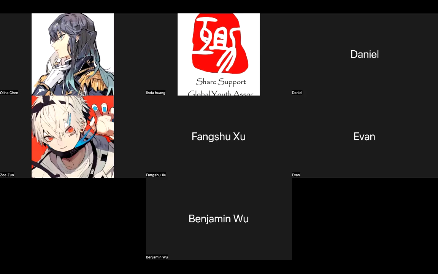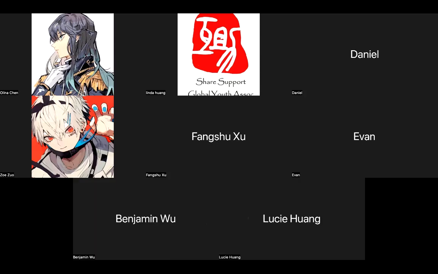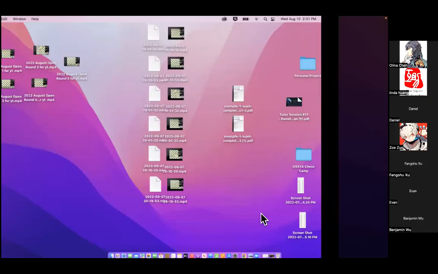Firstly, similar to yesterday, we'll review the tactic we learned yesterday, which is the fork. Afterwards, we will move on to our third tactic for the week, which is the skewer. I'll discuss what a skewer is, and there are two types of skewers. Then we'll look at some examples and some practice, which we'll do in breakout rooms. So I'll quickly share my screen and we'll go through some quick review on the fork.